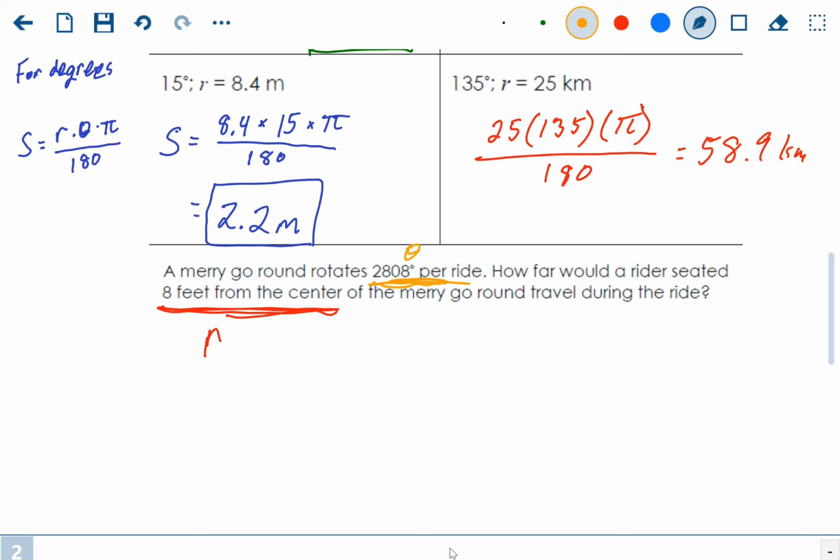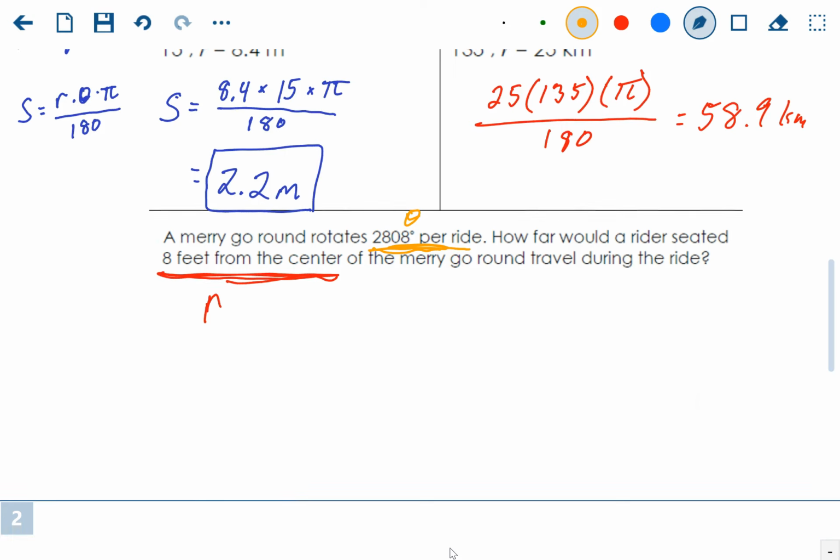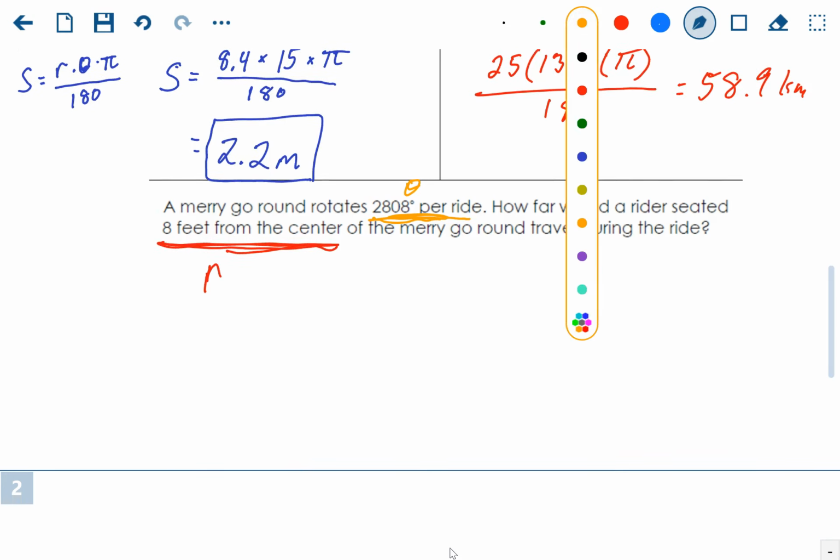That's your theta. Okay. Now 2,808 is way bigger than 360, but that should make sense because you're going around a circle multiple times on a merry-go-round. It's not just one circle per ride. That'd be a terrible merry-go-round. Okay. But that measure is in degrees, so we're going to have to use the conversion formula.